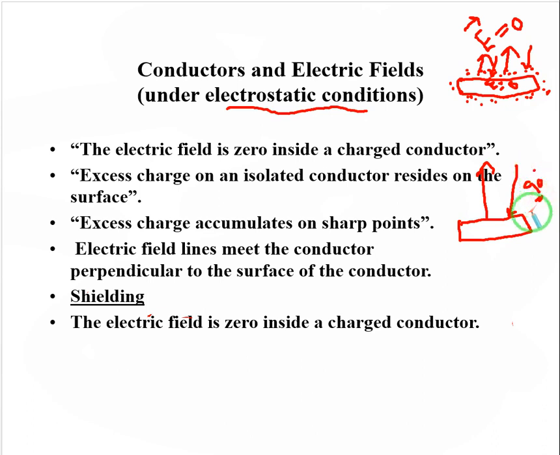Okay, so the shielding effect: a shield is just like a protection. Keep in mind, a shield is just like a protection. So due to the shielding effect, the electric field is zero inside a charged conductor. This and this are both the same thing. Why is the electric field inside a conductor zero? It's because of the shielding effect.